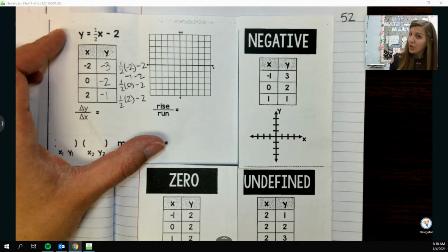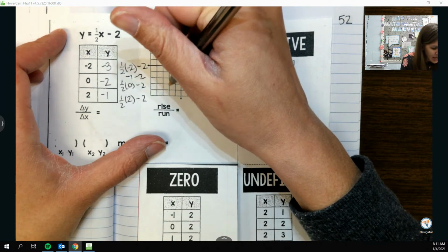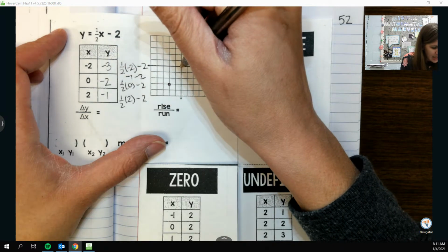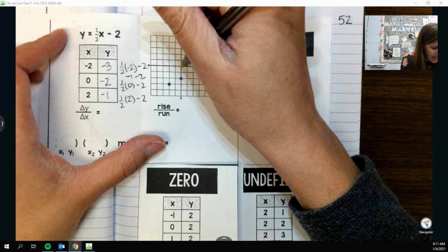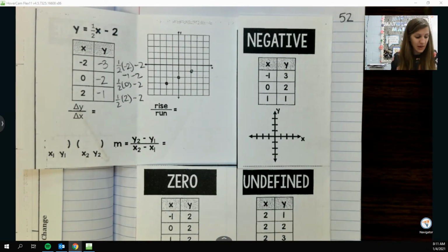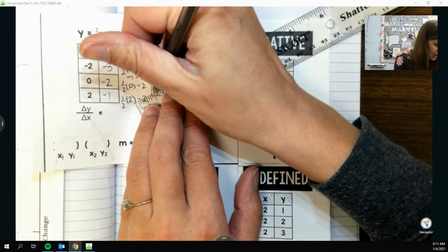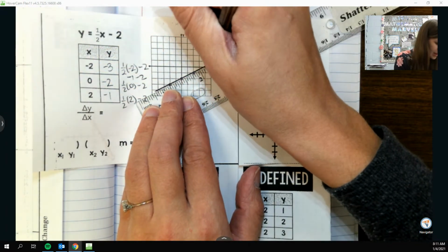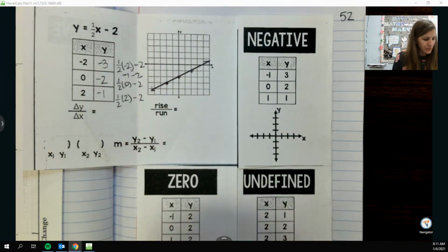So then I could go plot those points. So -2, -3, 0, -2, and 2, -1. So again, because the line starts down and ends up, that means it is a positive sloping line.